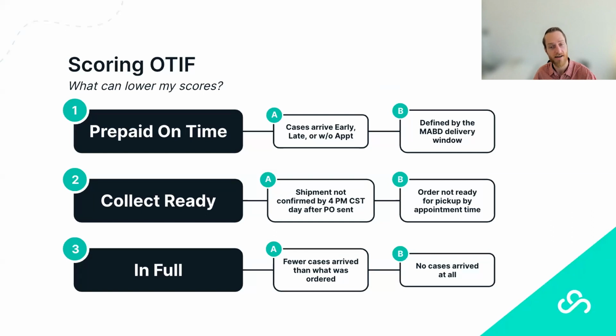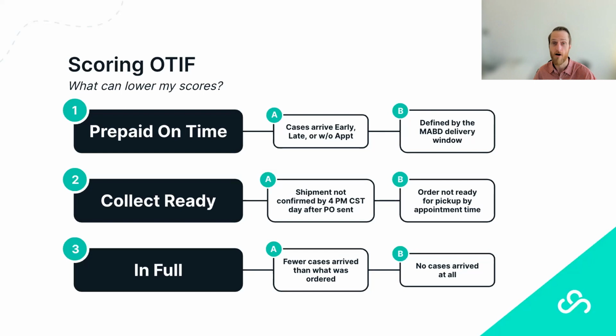On the collect side, this reiterates what we spoke to earlier. You must confirm or route that PO by 4 p.m. Central the day after Walmart transmits the order to you. The clock starts as soon as they send you that EDI purchase order, and you've got until 4 p.m. the next day, regardless of whether it's a weekend or weekday. The second part is obviously when they come to pick up the freight at the scheduled time, that PO is available to be picked up. So that's collect ready.